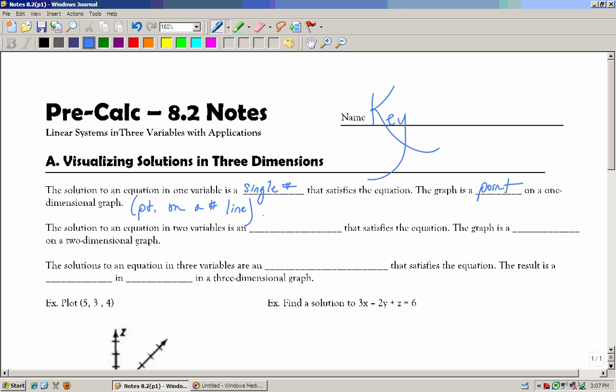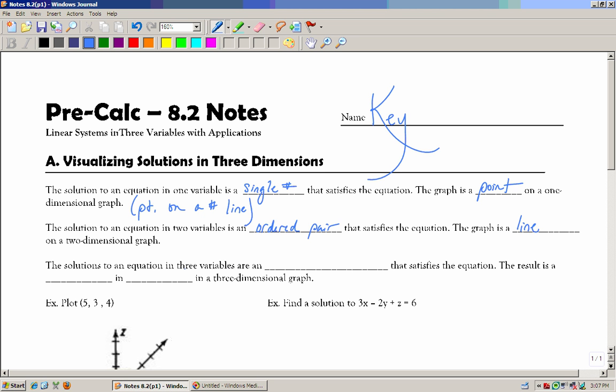In the last section, we worked on solutions to equations in two variables. It was an ordered pair that satisfies the equation, and the representation is a line. The graph is a line on a two-dimensional graph.